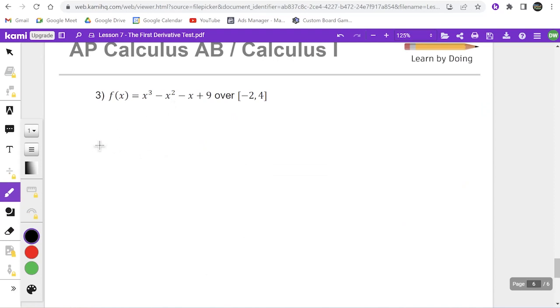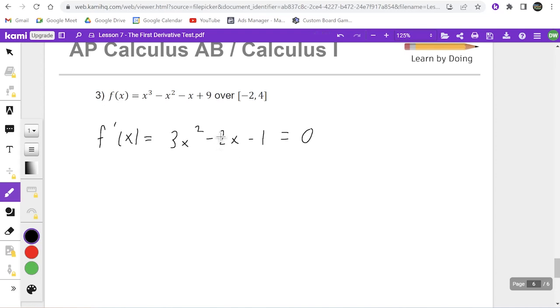So first, what's the first derivative going to be? It's going to be 3x squared minus 2x minus 1. Yep, and then the 9 goes to 0. Good. Now I've got to set this equal to 0. Here's probably the hardest question for this problem. How do I factor this? And that's not even that hard.